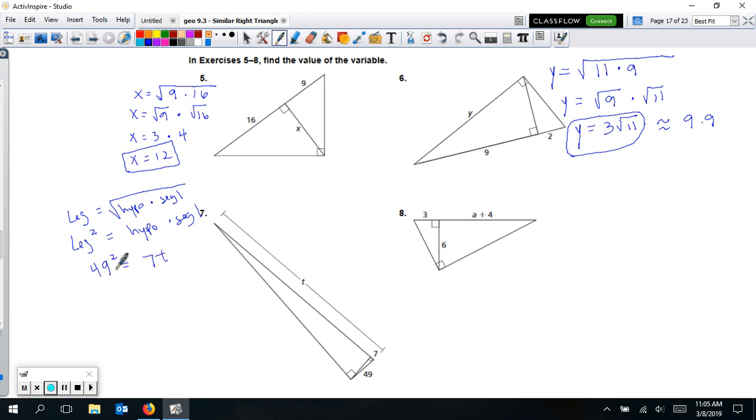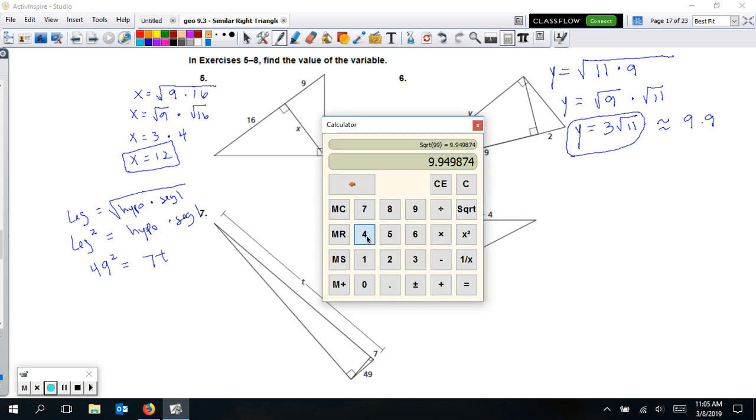So if I try to think, okay, what's 49 squared? Well, we can do that on the calculator real quick. So 49 squared, that's going to be 2,401. So 2,401 is equal to 7t. And then just divide by 7. So we'll divide over here by 7. And our answer is going to be 343. So t is equal to 343. And there it is, the value of the variable.